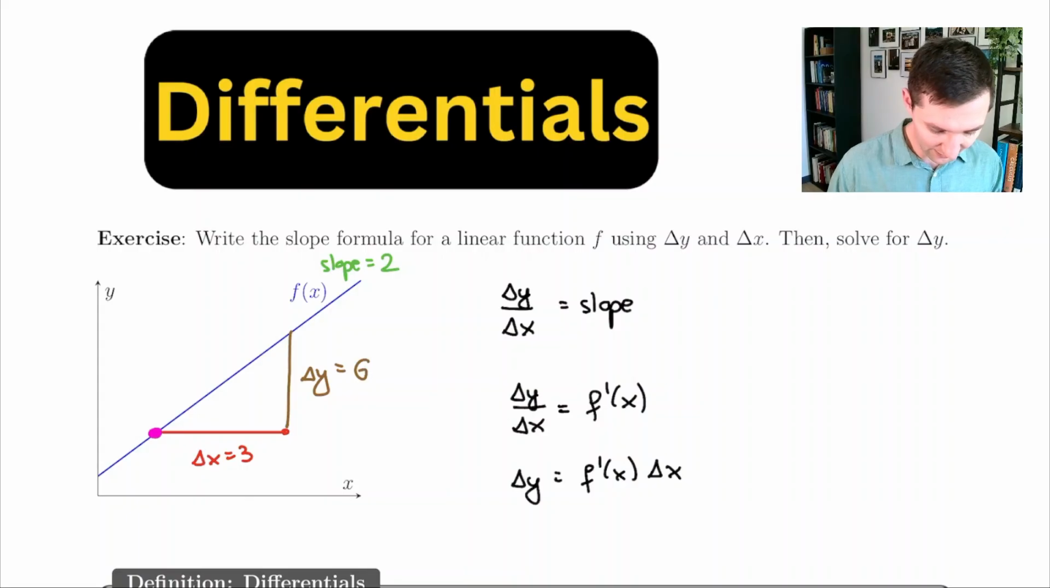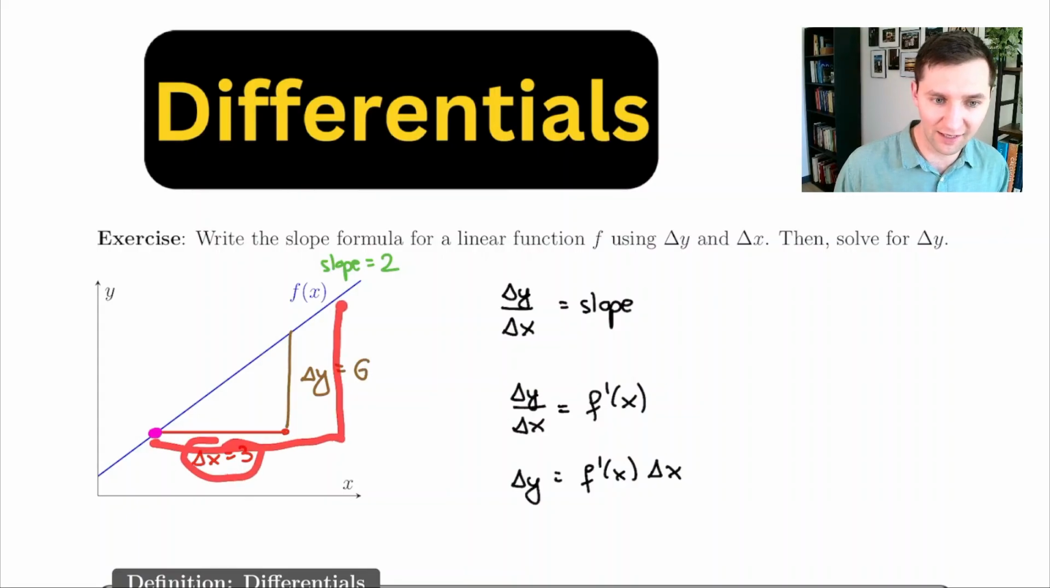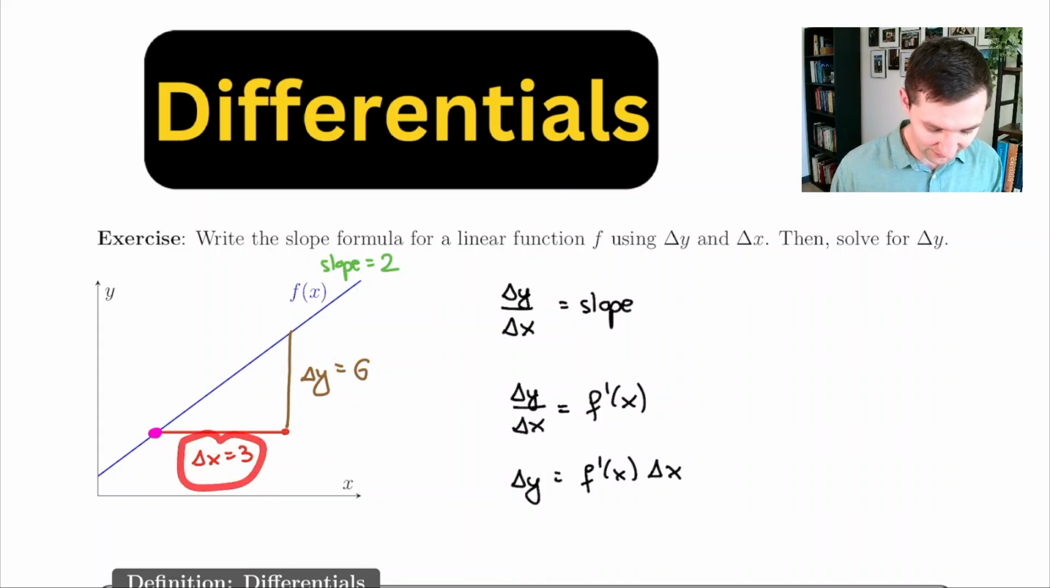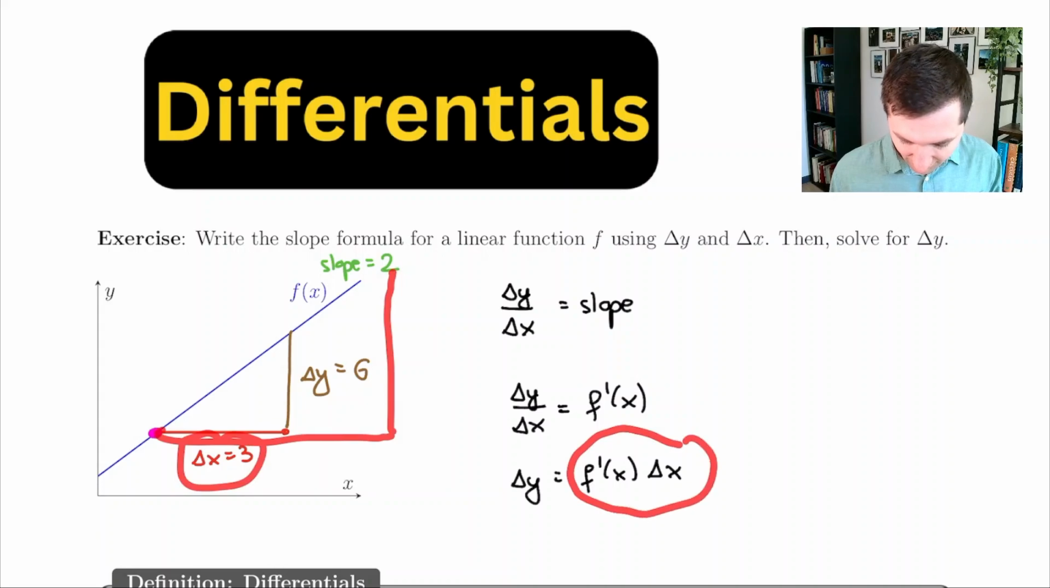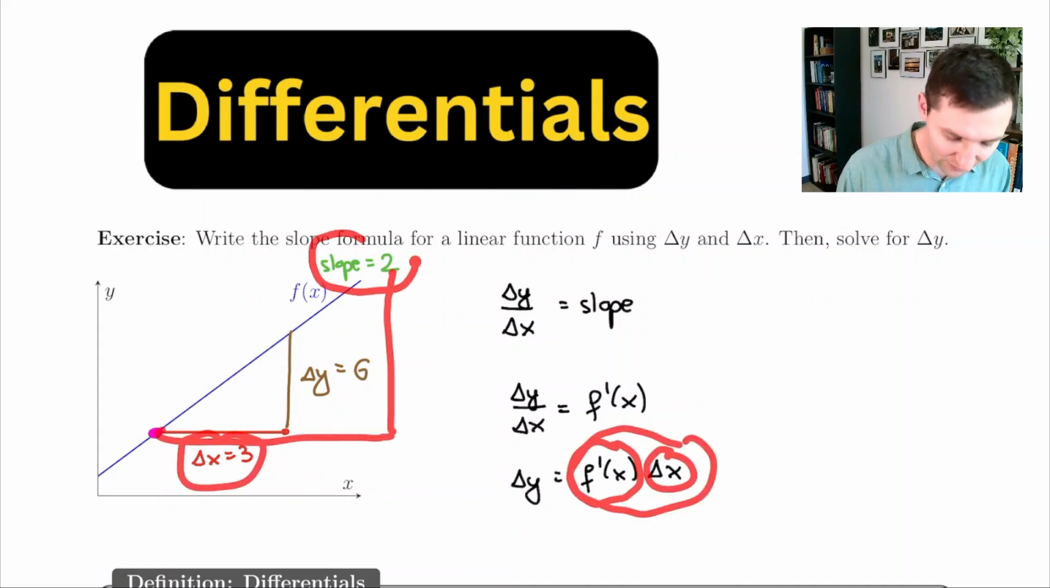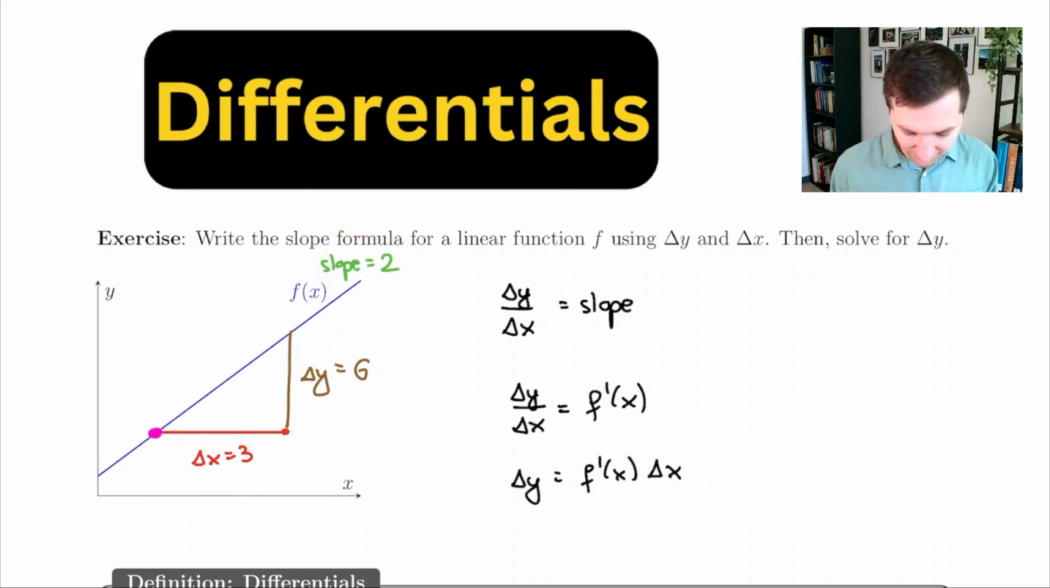If delta x is 5, delta y will be 10. If delta x is 10, delta y will be 20. I simply take delta x and multiply it by the derivative, and the derivative is 2, which tells me that delta y is always 2 times bigger than delta x.